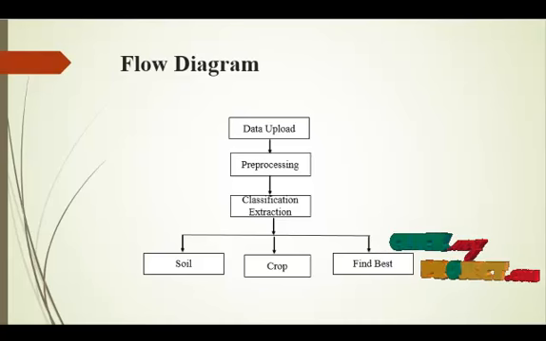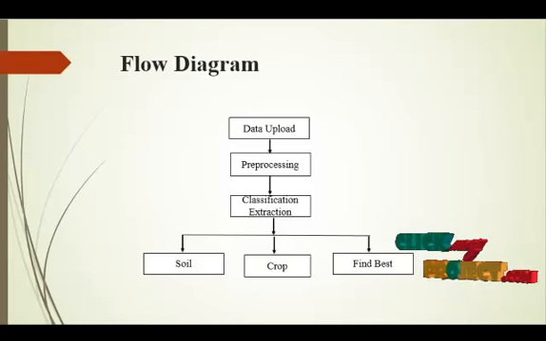And then next, the classification step of our process. In this process, to produce our result, we are classifying the pre-processed data; first we pre-process the dataset after loading. In this process, we have three types of classifications. They are soil classification, crop classification and find the best. In soil classification, we use the C4.5 algorithm.